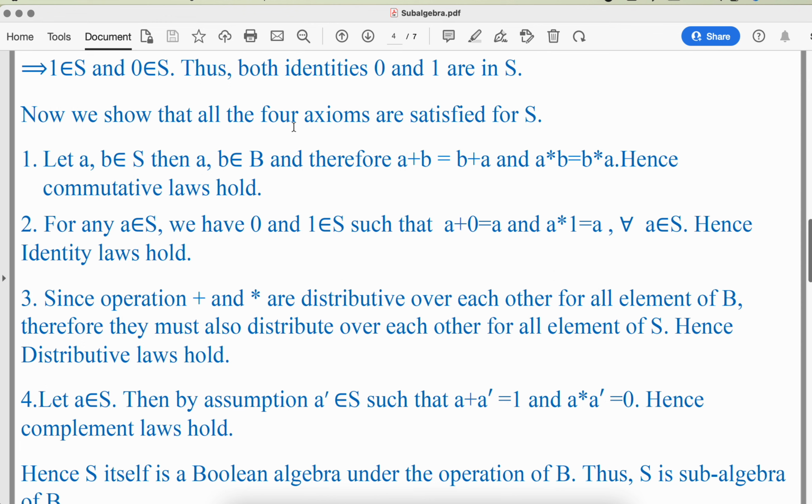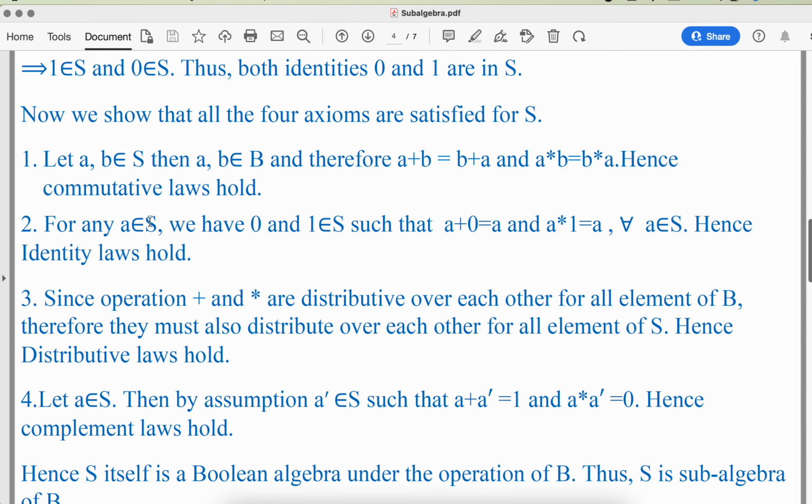Now we will show that all four axioms are also satisfied for S. Suppose A and B are any two elements of S. Therefore, A plus B is equal to B plus A, and A into B is equal to B into A, because if A and B belong to S, then A and B also belong to B, and B is a Boolean algebra. Therefore, commutativity with respect to addition holds in B, and commutativity with respect to multiplication holds in B. Hence, commutative laws hold in S also.